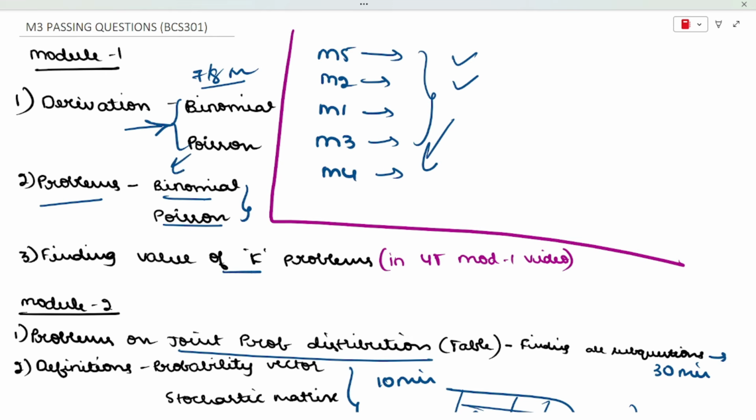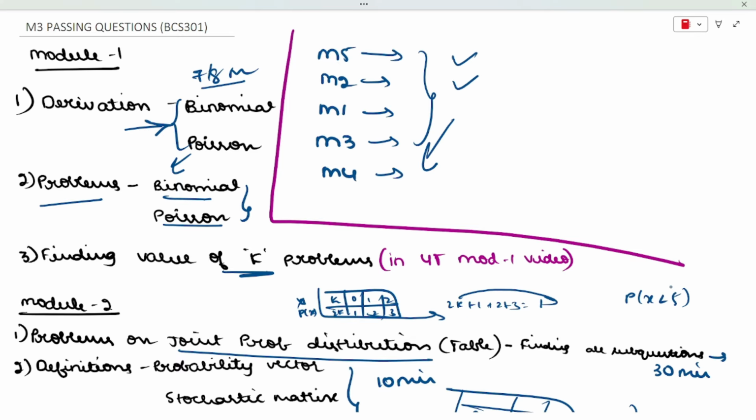Finding the value of k is very simple. They give some values, x as 0, 1, 2 with p of x as k, 2k and so on. You just equate the sum of the probabilities to 1 and find the value of k. Then they'll give p of x less than 3, so you add the values for 0, 1 and 2 like that. That is very simple. You will be done with the first module. This may take a minimum of 3 hours. So 3 hours, 2 hours and 2 hours.